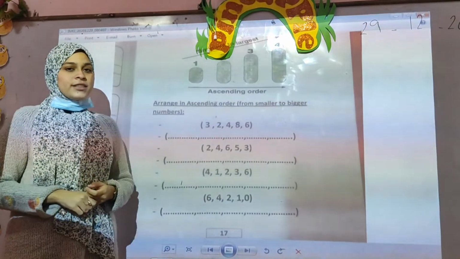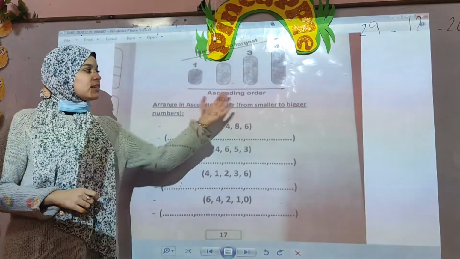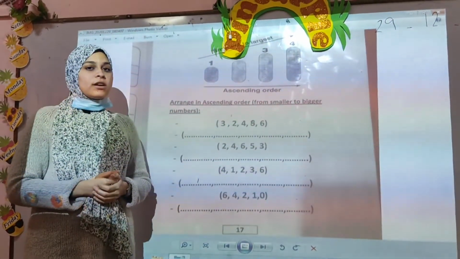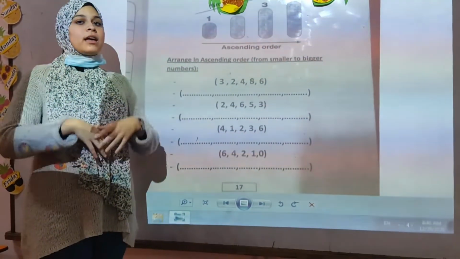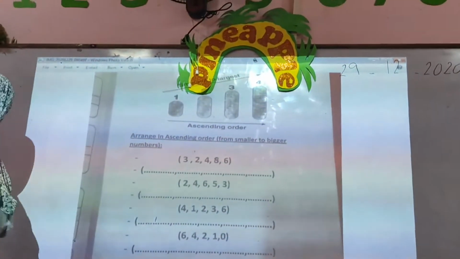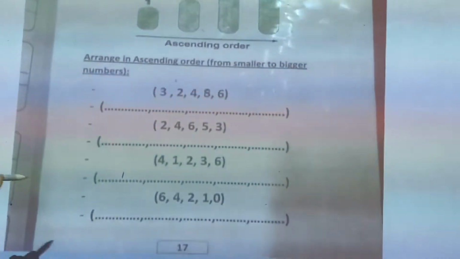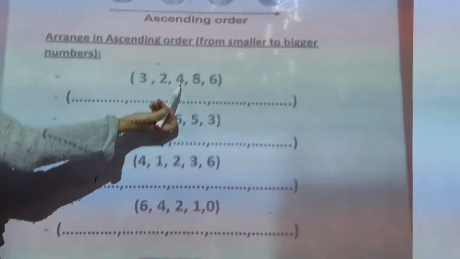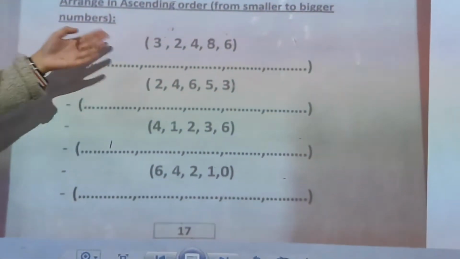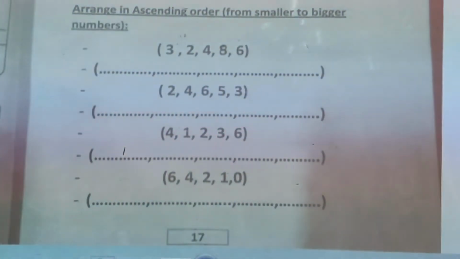KG, today we have a new lesson. It's ascending order, okay? What is the ascending order? It's to arrange the numbers from the smallest to the greatest, okay? So we have here number 3, 2, 4, 8, and 6. We are going to arrange these numbers in ascending order.